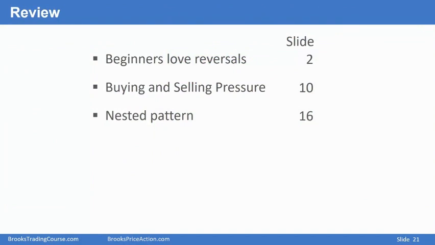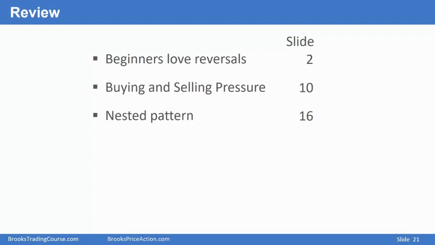I began by talking about how beginners love reversals because all they see is risk, and they ignore the fact that whenever you take a trade that has very little risk, it usually has very little probability of success, and that means you lose most of the time, and it's usually a bad strategy. I then talked about buying and selling pressure. If you're going to get a trend reversal, let's say you have a bull trend and you're looking for a bear trend, it usually will not become a bear trend until there is some accumulation of selling pressure. Likewise, if you have a bear trend and you're looking for a reversal up, you usually need some buying pressure before the reversal takes place.